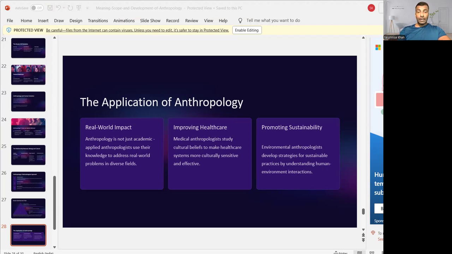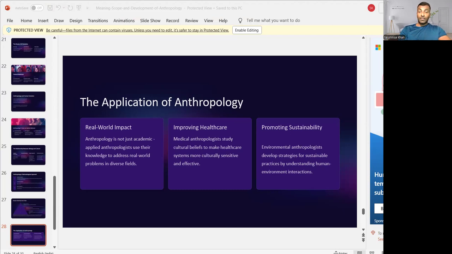So there are certain cultural beliefs that influence health behaviors. So you need to work upon that, cultural practices, make them culturally sensitive also. There are certain practices which are culturally sensitive. So you need to work upon that and you need to improve the healthcare system for that.